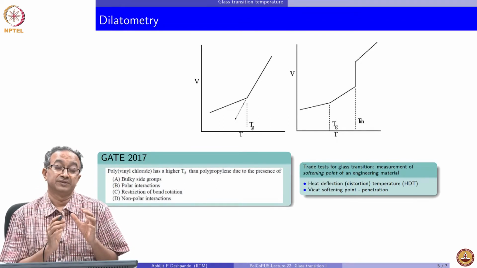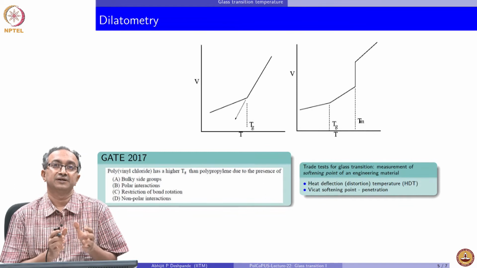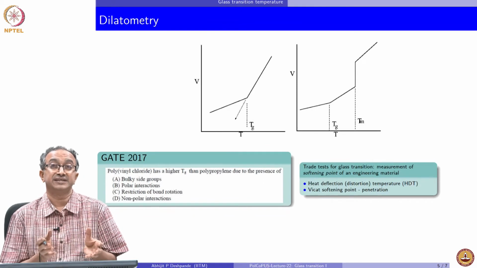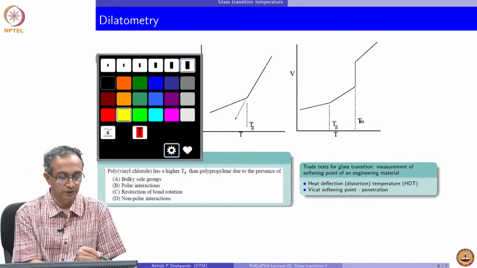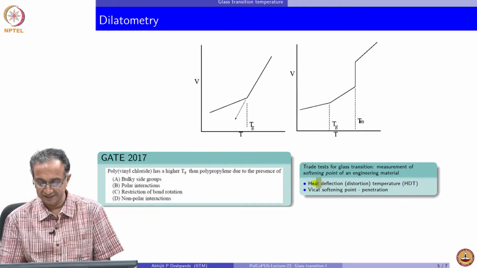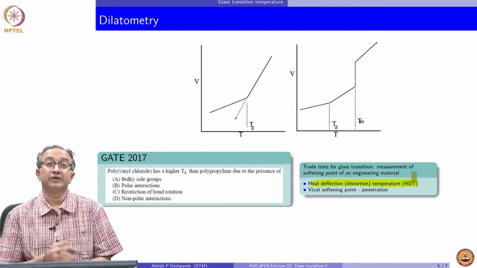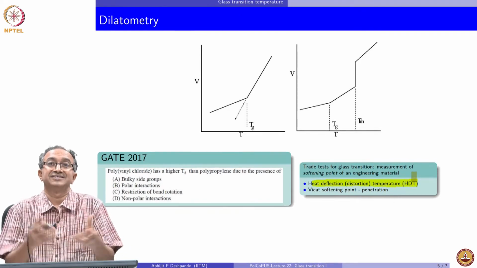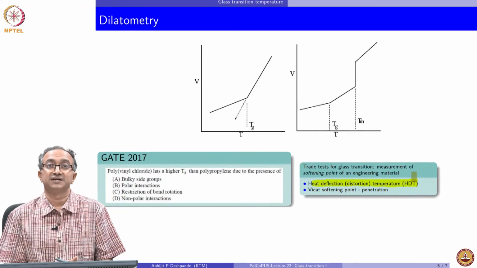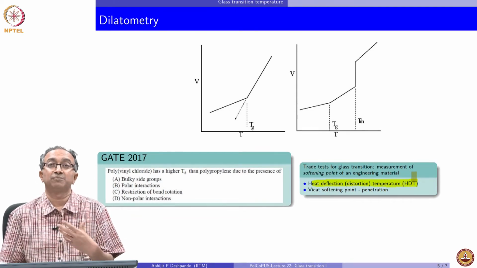One thing about glass transition temperature is also that there are many tests which can be used to quantify it, and here I have just given two. One is called the heat deflection temperature, and many times when we look at the data sheet of polymers, they will not mention a glass transition, but they will say HDT of the polymer is such and such, and from a practical designing point of view, this quantity is very useful.